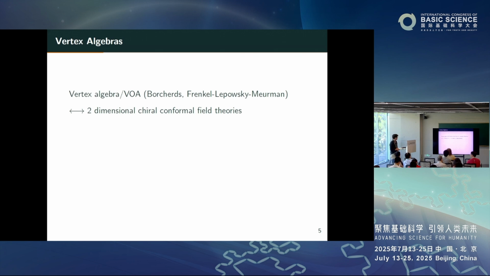And this notion has been quite successful. So first of all, it was used by Borcherds in his famous proof of the Moonshine conjecture, which states some remarkable duality between modular forms, modular functions, and the monster group.